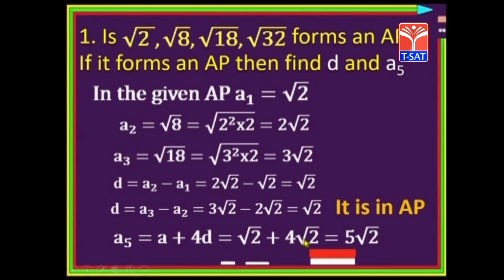The sum of root 2 and 4 root 2 is 5 root 2. So the fifth term is 5 root 2. Like this we can find any number of terms, that means we can find the 100th term also. Right. Next, the second problem.